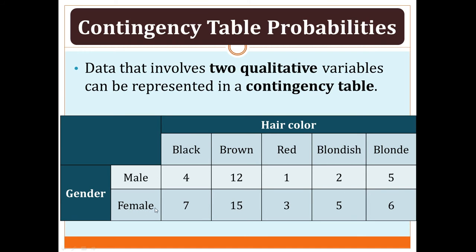So for example, there were 7 students who were female and had black hair. That's how to read these results. And that's a contingency table.